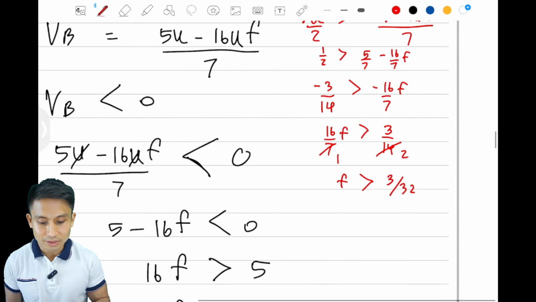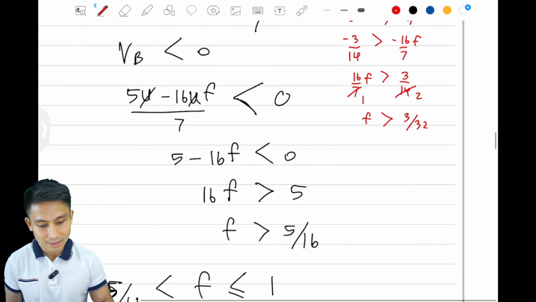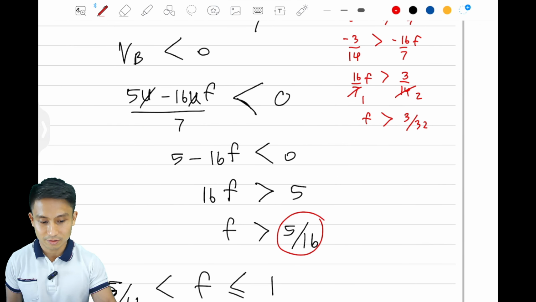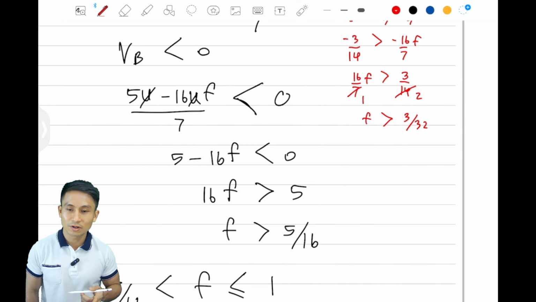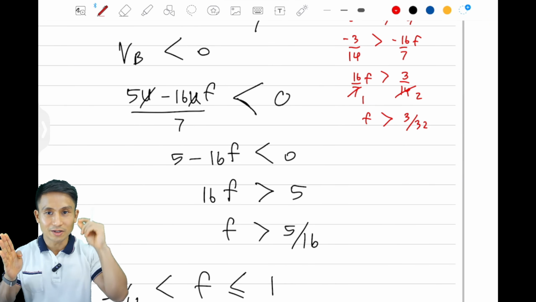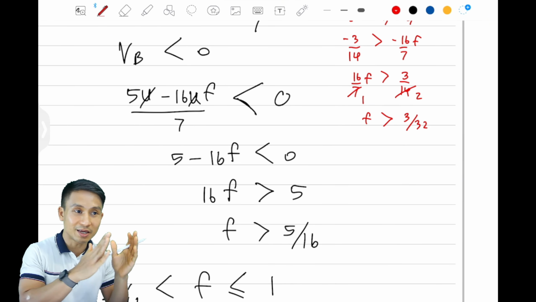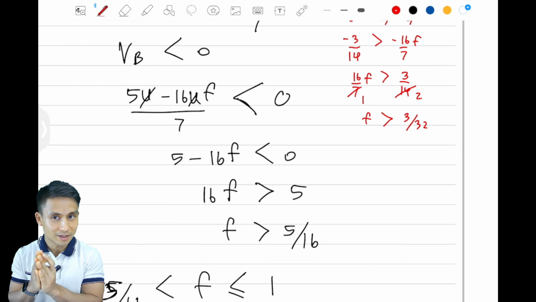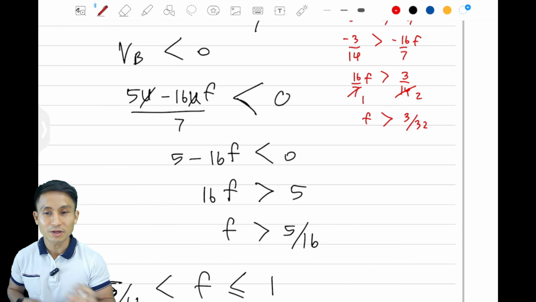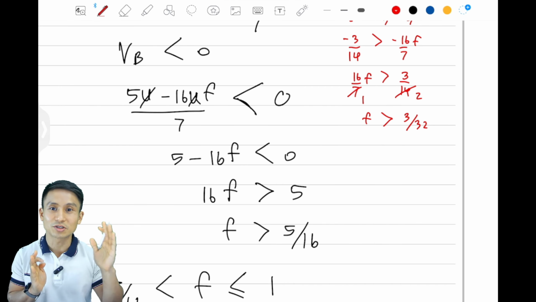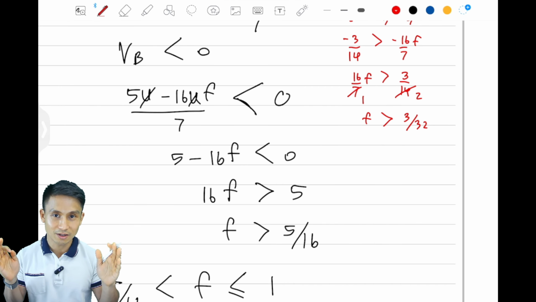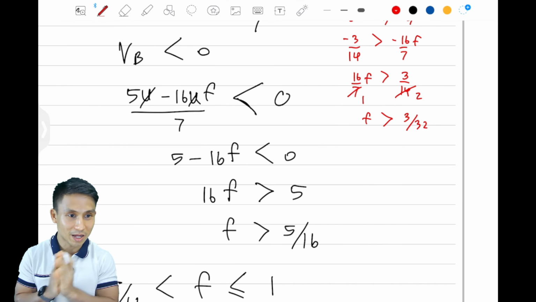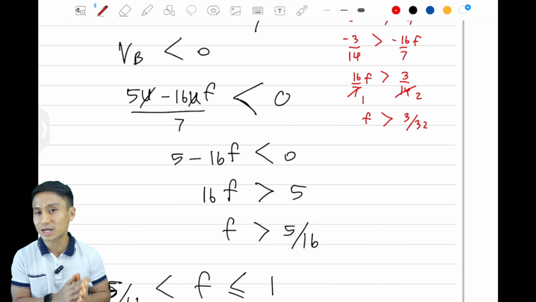And as you can see, this is less than what I got before. Because what I got before, it's in the condition where VB has to be reversed to the left. But this F allows that VB can still go to the right, but just slower than VA. So VA catches up. The particle A catches up and hits B again.